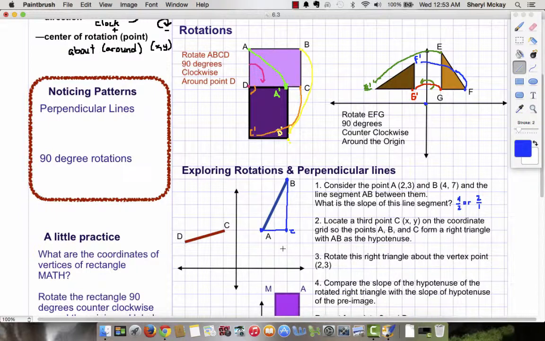Everyone see that? Now, how do we know that this is a right triangle? Tell me how you know that this is a right triangle. Give me an explanation.